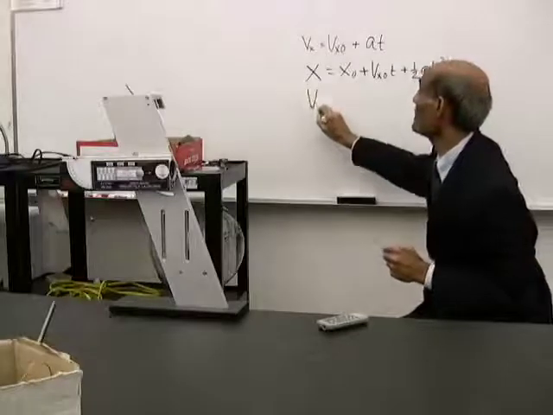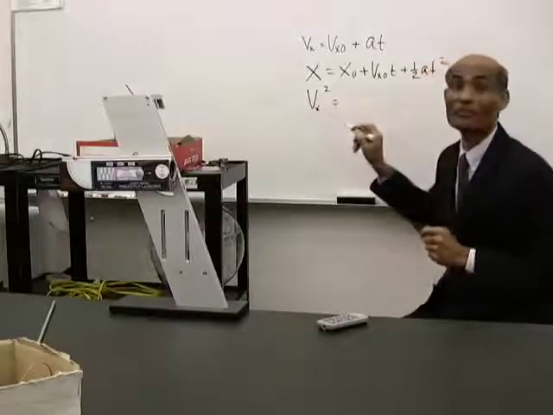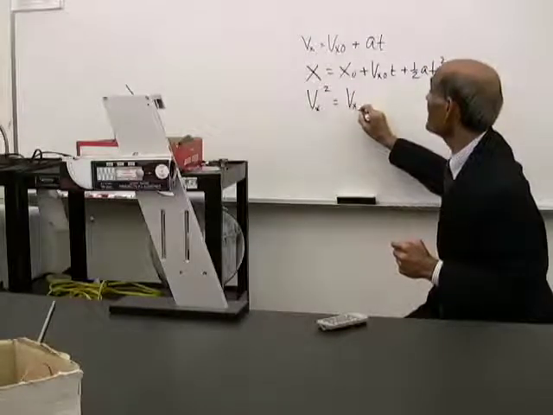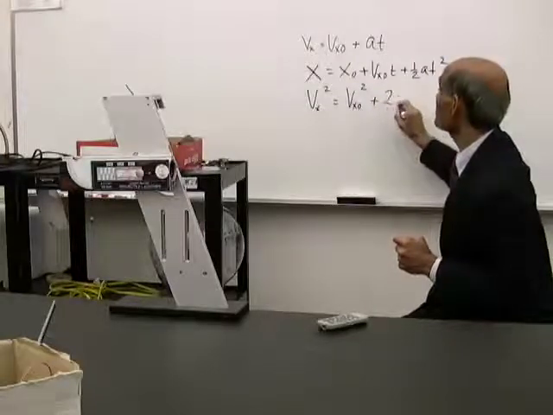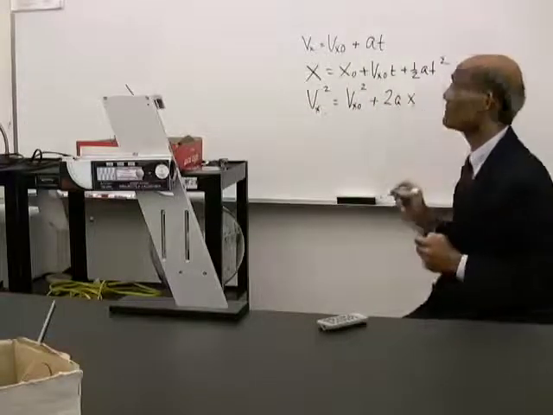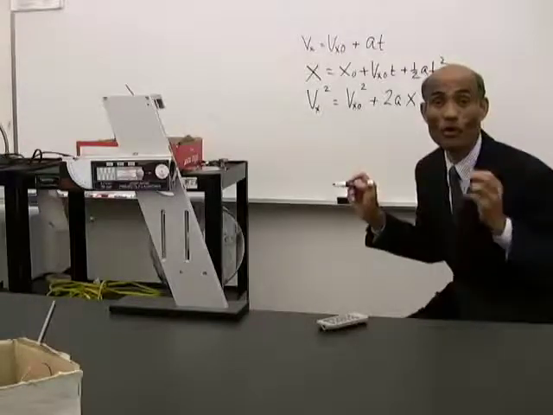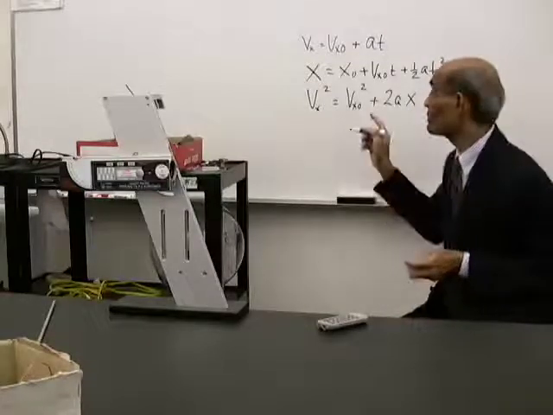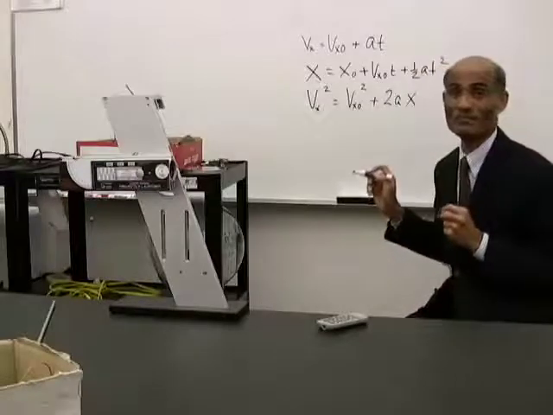And Vx squared, the final x velocity squared, is Vx0 squared plus 2ax. Well, these are the equations adapted for x motion. Now, what will happen to these equations when you want to discuss y motion?